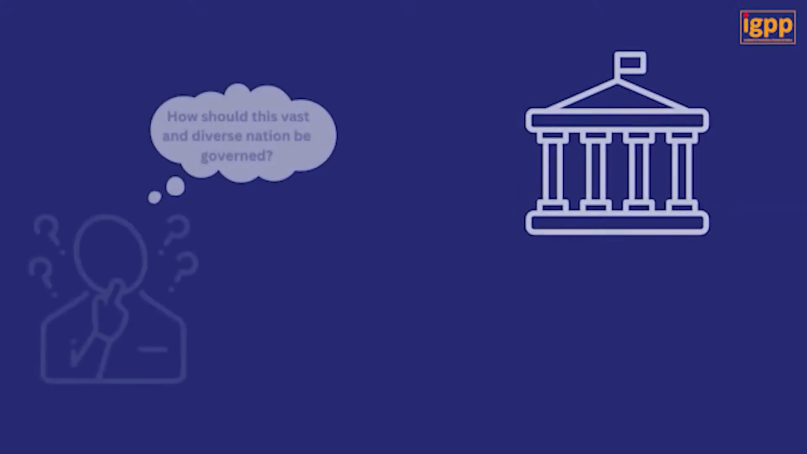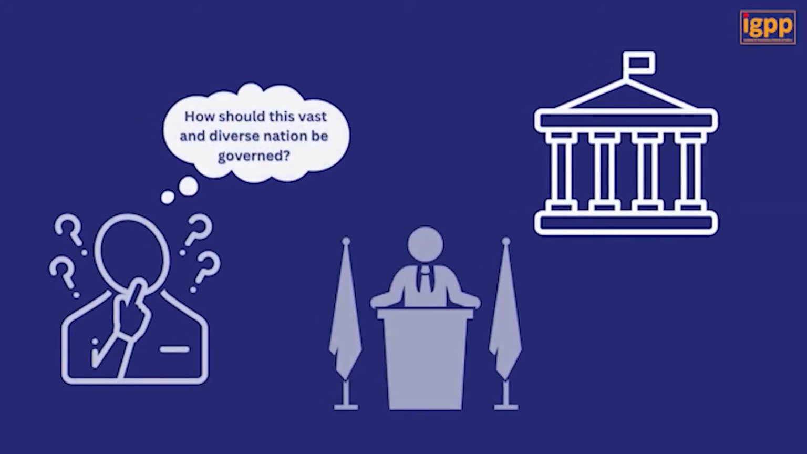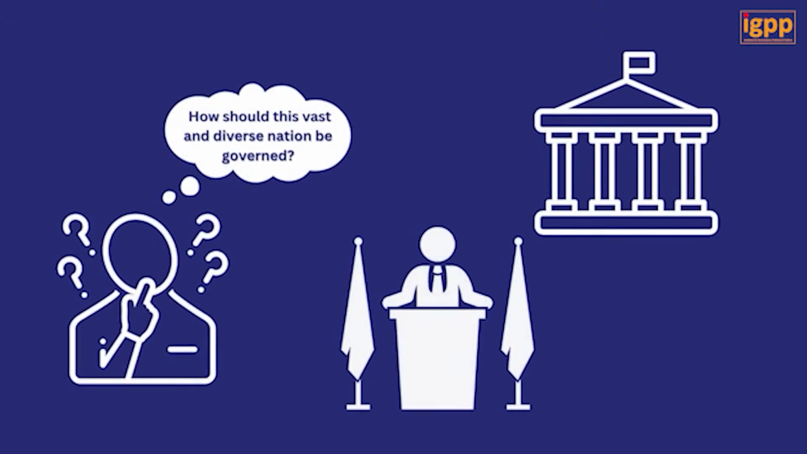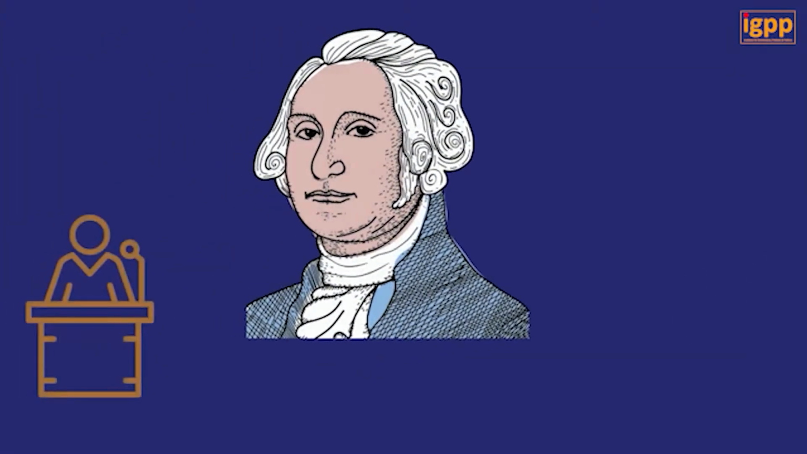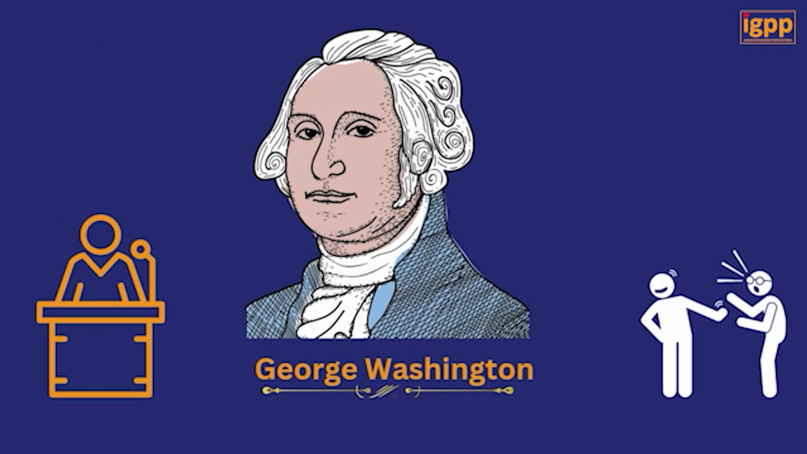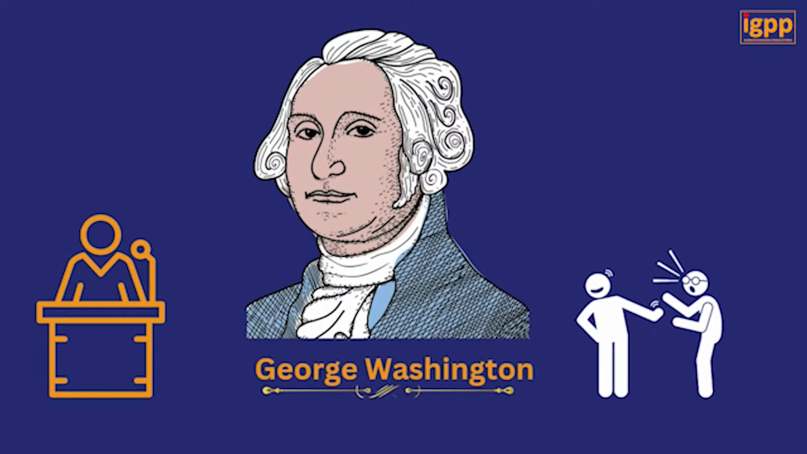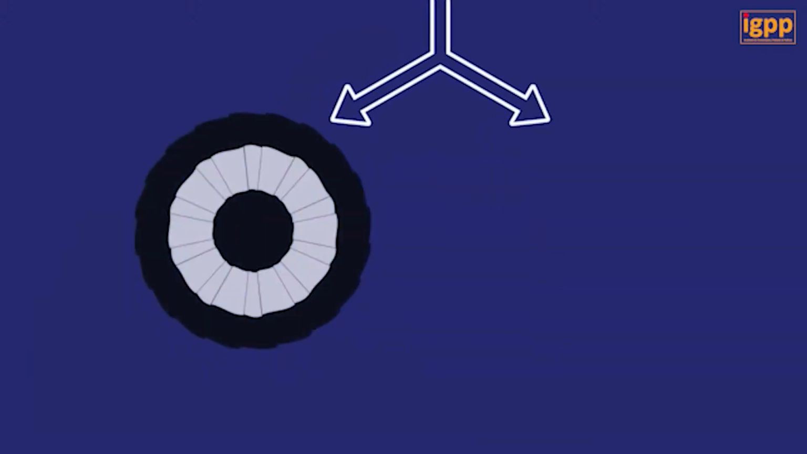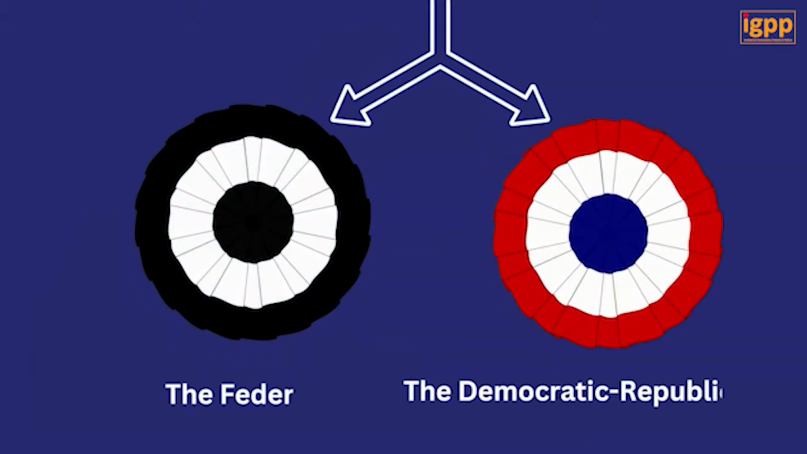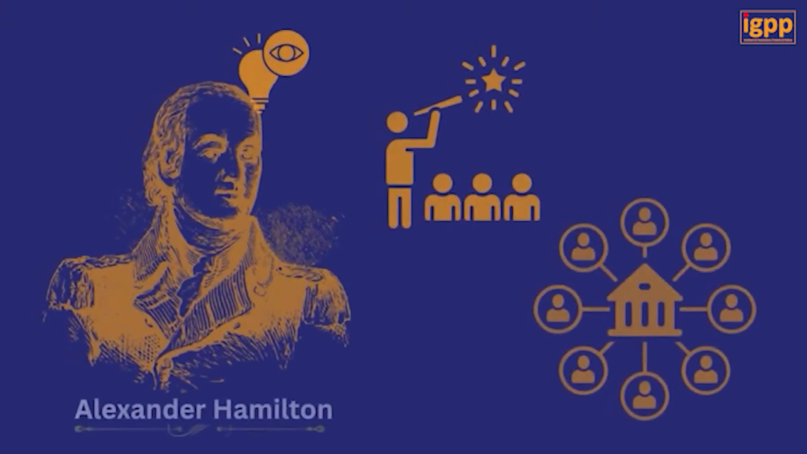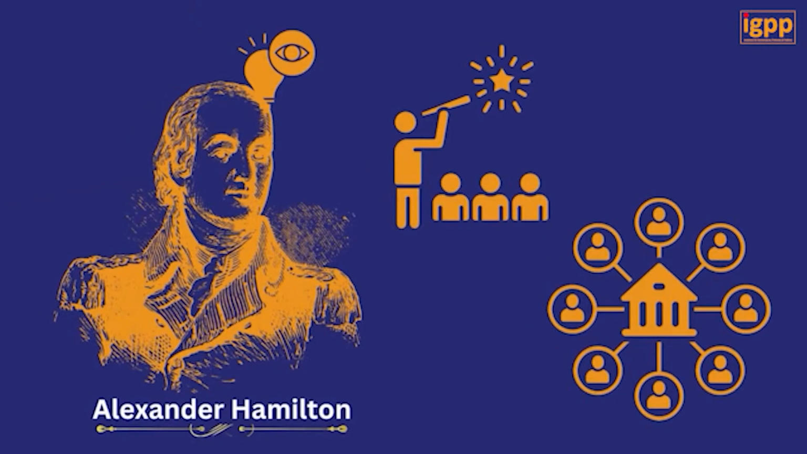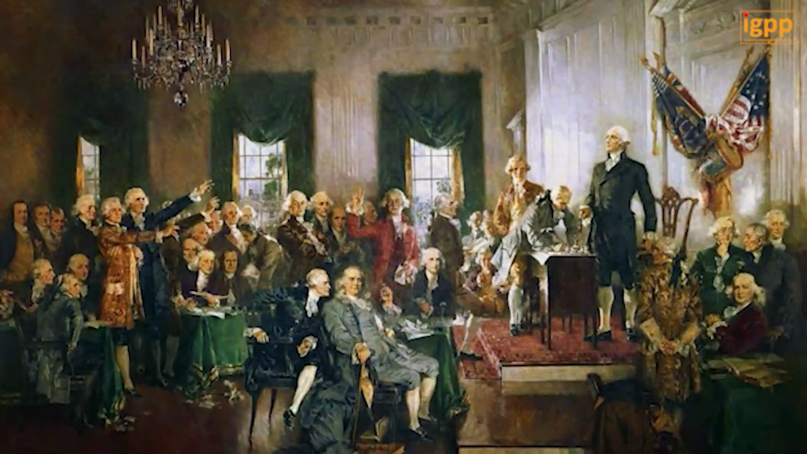The newly formed United States was facing a fundamental question: how should this vast and diverse nation be governed? George Washington, the first president of the US, warned against the dangers of political parties in his farewell address. Despite this, the political landscape of the 1790s witnessed the emergence of two distinct factions, the Federalist and the Democratic Republicans. Alexander Hamilton, a visionary leader and proponent of a strong central government, spearheaded the Federalist movement.